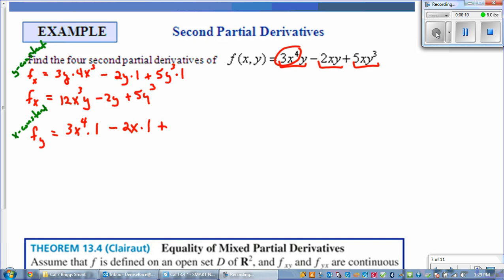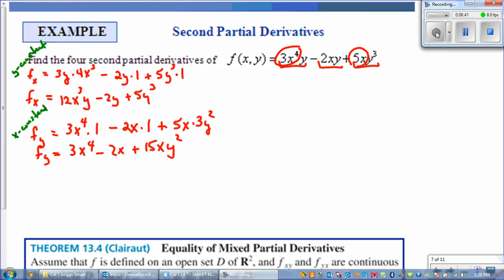X is constant, so this is all a constant, times the derivative of y cubed is 3y squared. So we have 3x to the fourth minus 2x plus 15xy squared. So now, we've got the partial with respect to x. Now let's find the partial of that with respect to y.